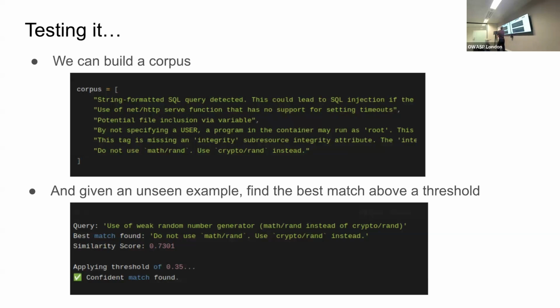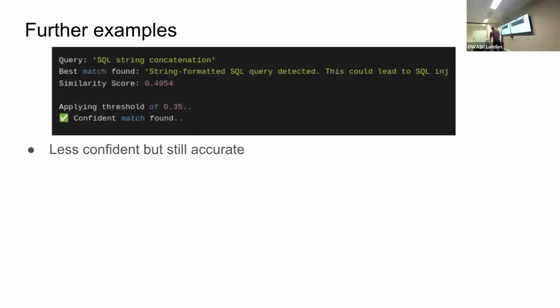So a use of weak random number generator is the best match of do not use math.random. This is a correct match in this case between a semgrep and a GoSec finding. And it has a quite high similarity, 0.7, which is above our threshold. So we can say that works. Moving onwards, this is the one that was previously giving us such bad issues, SQL string concatenation. And it has, once again, found the best match with a similarity score of 0.5. So this is more confident than the LLM or any semantic matching gave us. And it's once again above our threshold, so a confident match has been found.